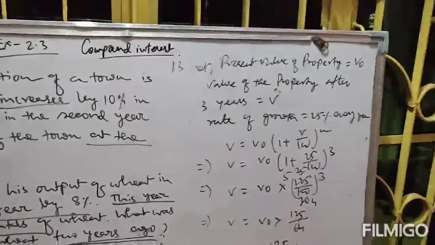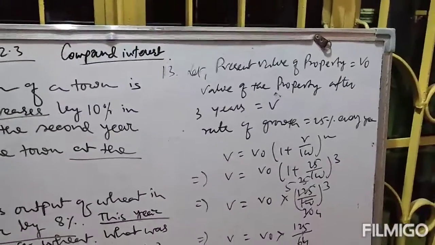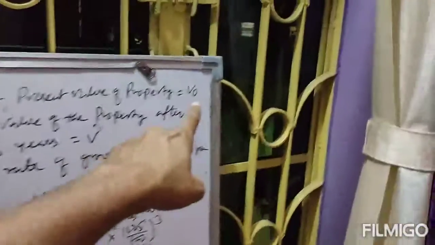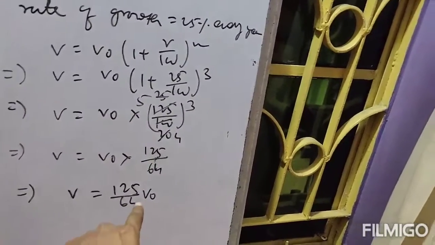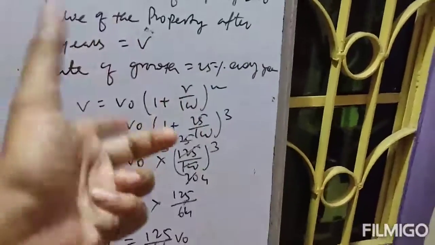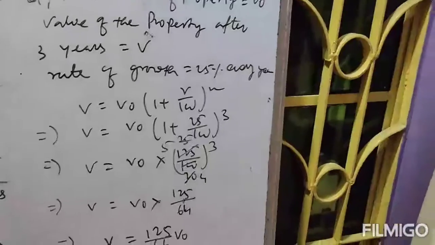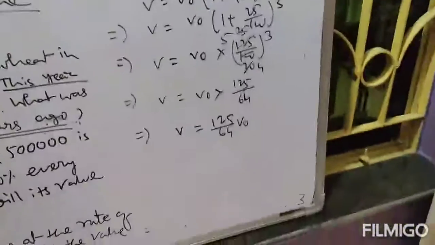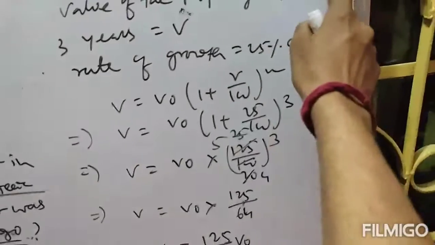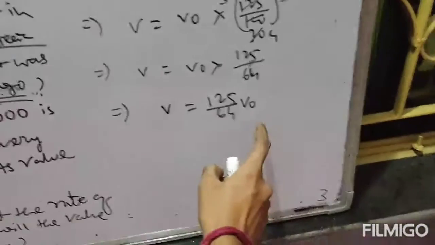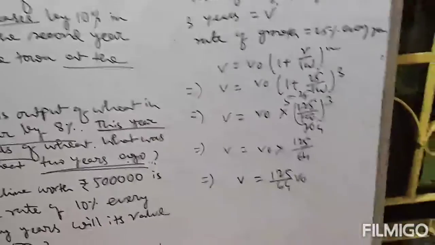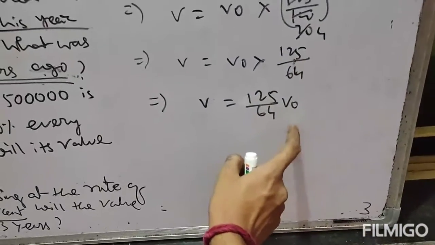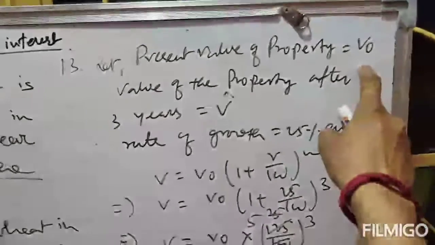Now the present value was V0. This is the present value of the property V0, and this is the value of the property after 3 years. So how much did the property increase? The value of the property increased by this minus this, because this is the present value of the property, and this is the value of the property after 3 years. That is, the value of the property after 3 years minus the present value of the property.